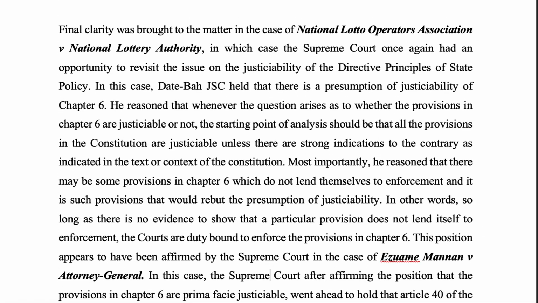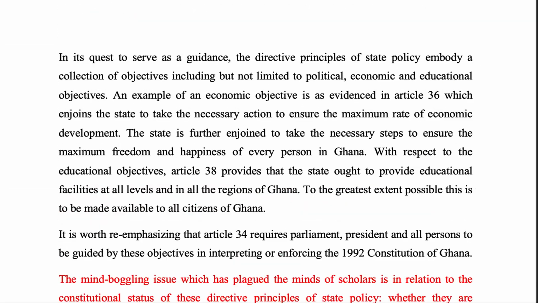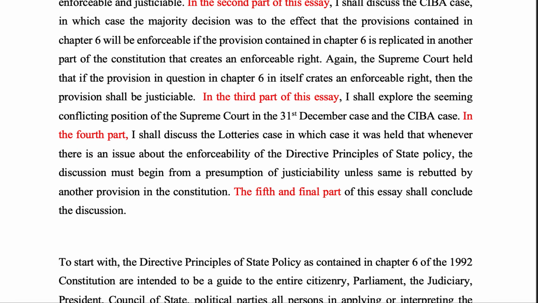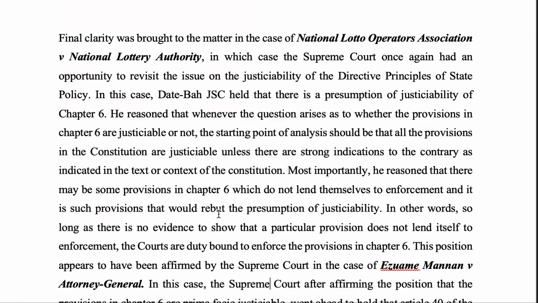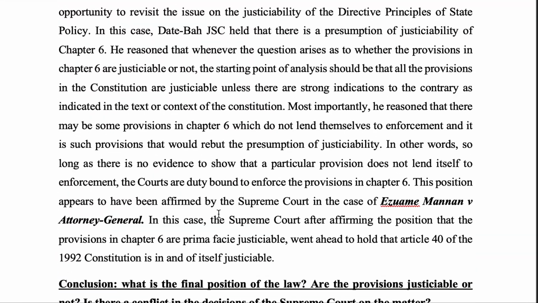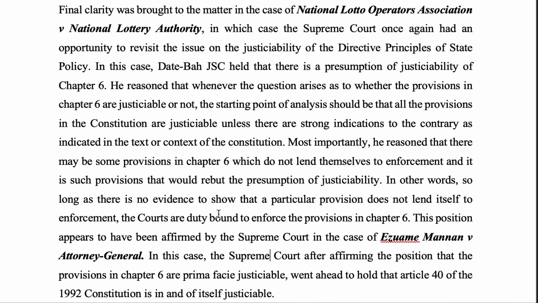So, our fourth part, let's go back to our introduction. What do we say we discuss in our fourth part? So in our fourth part, we shall discuss the lotteries case, in which it was held that whenever there's an issue about the enforceability of the directive principles, the discussion must begin from a presumption of justiciability, unless it is rebutted by another provision of the Constitution. I think we have dealt with that portion as well now. That's what we have over here.